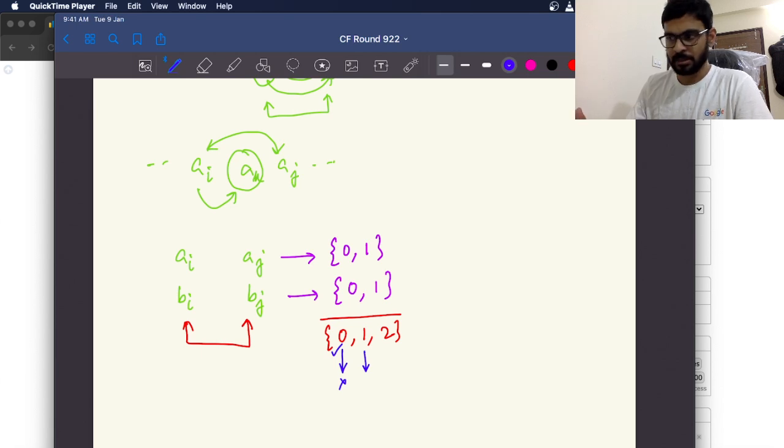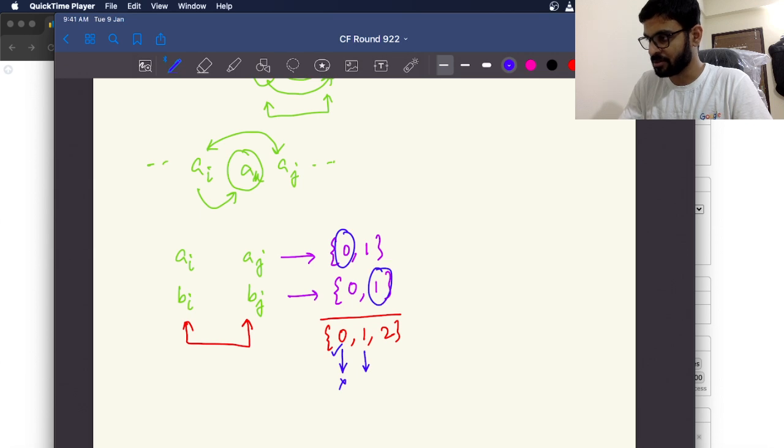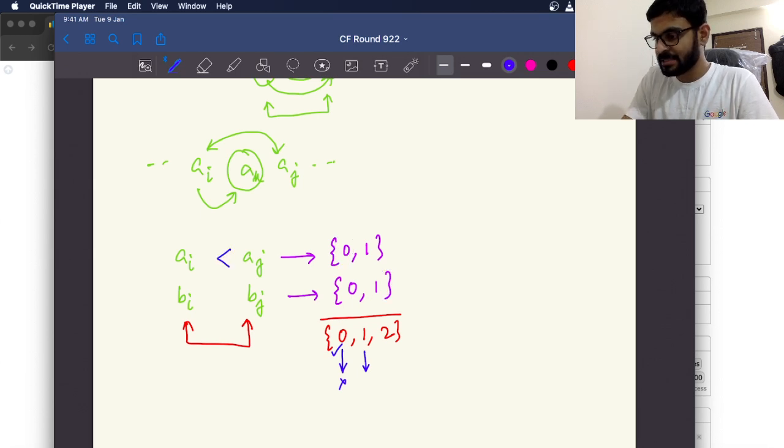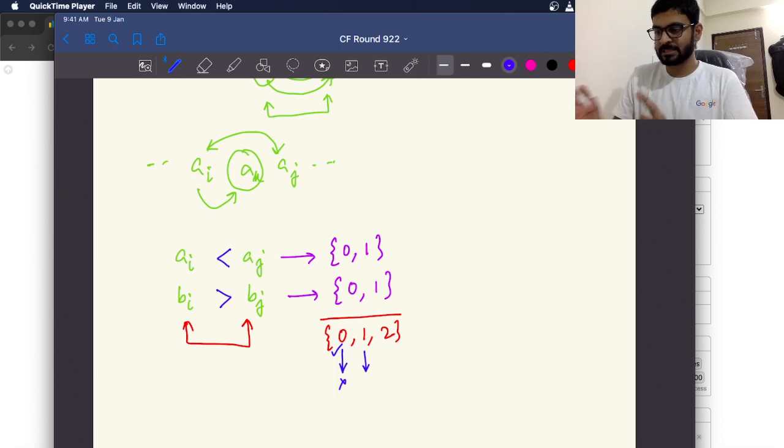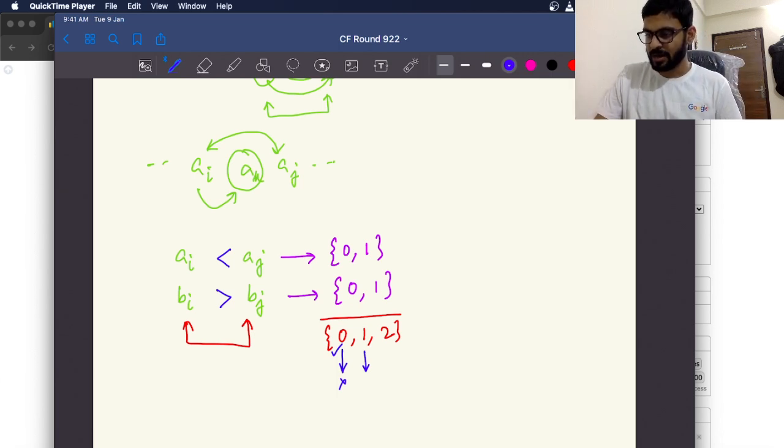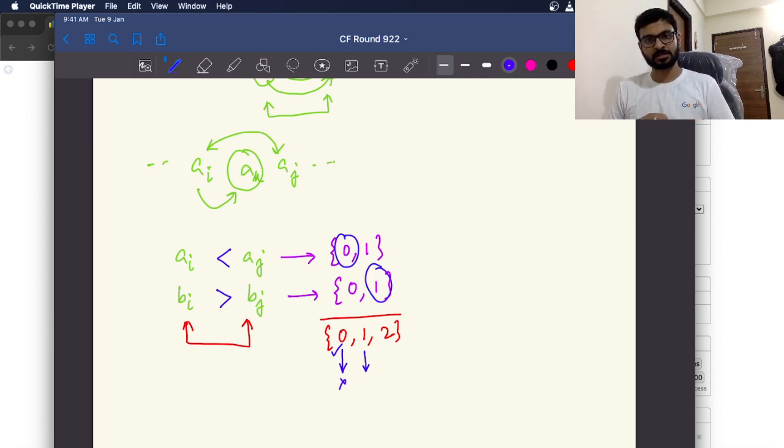So 1 basically means that one of them is 1, the other one is 0. It can be this way or that way. This is 0 and this is 1, right? So either this is lesser, this is greater, or the other way around. Let's say this is lesser, this is greater. In that case, I'll get this 0 and this 1, and then the summation will be 1. I have one inversion.